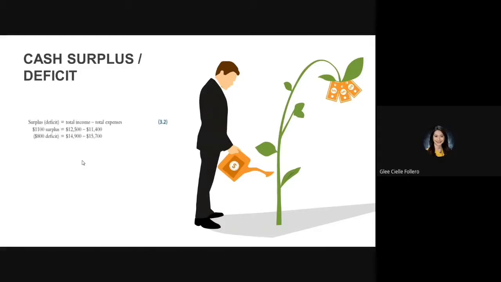And then the third section is the cash surplus or deficit. When you say surplus, it is also called net gain or net income. That is when the total income exceeds the total expenses. And when you say deficit, it is also the net loss. And this happens when expenses exceed income. So in short, the formula for surplus or deficit is equal to total income minus total expenses.